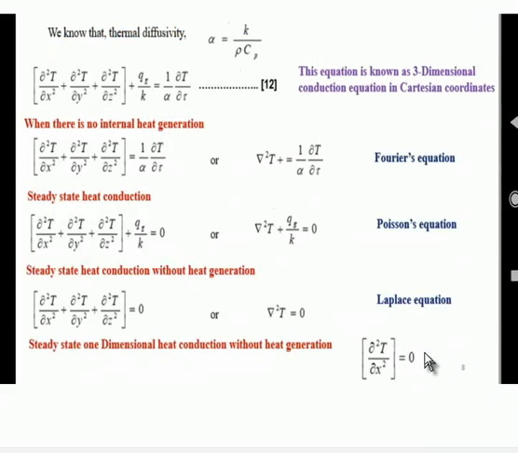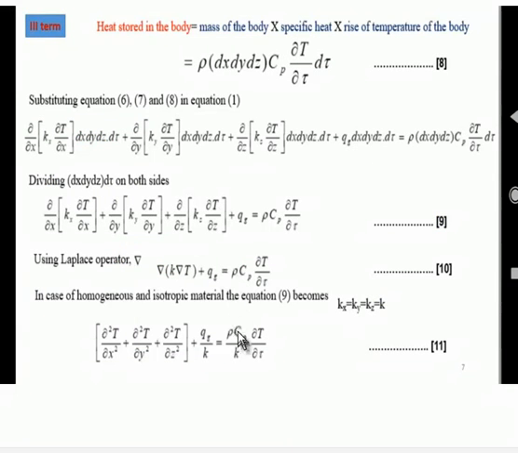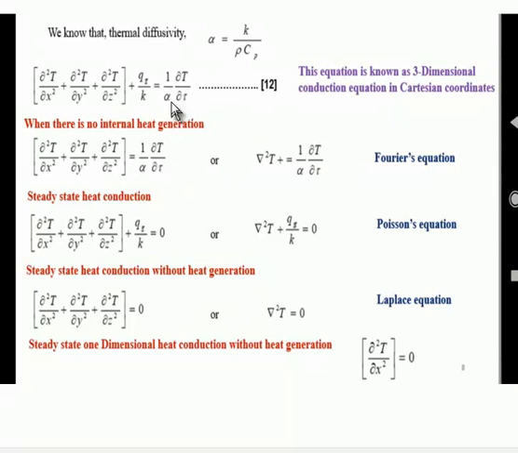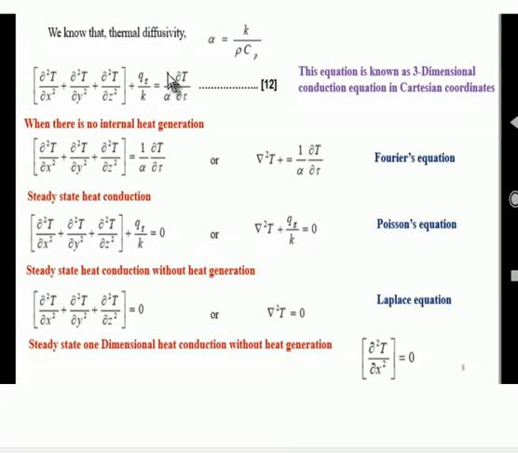Okay, so we know that the thermal diffusivity alpha is equal to k by ρc_p. So that term is presented here. Alpha, c_p by k is equal to what? Thermal diffusivity alpha. So you can write ∂²T/∂x² plus ∂²T/∂y² plus ∂²T/∂z² plus q_g by k equals, instead of this ρc_p by k, we have to write 1 by alpha, because alpha is equal to k by ρc_p, but we have ρc_p by k, so we have to write the inverse. So that is 1 by alpha ∂T/∂τ. This is equation number 12.